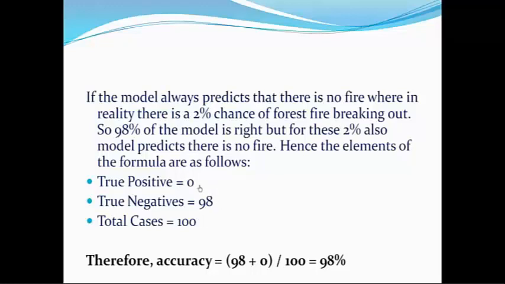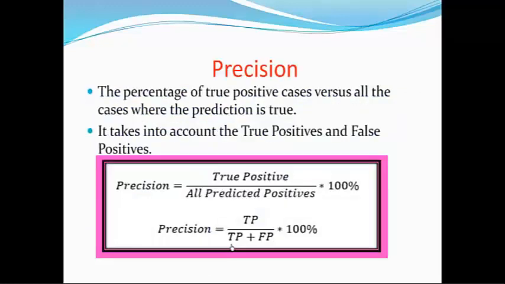True negative means, children, when the prediction is telling no and the answer is also no. So that is true negative. So 98, total cases is 100. Therefore the accuracy is 98 plus 0, because it is true positive plus true negative by total cases, into 100. So 98% is the accuracy of this particular model. All right. Now, next is the precision.